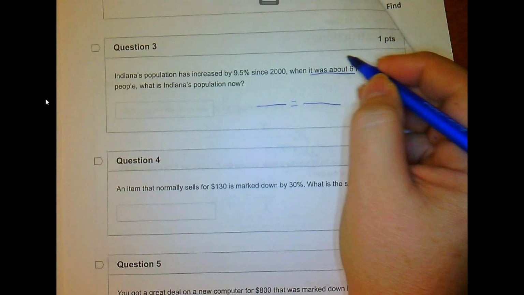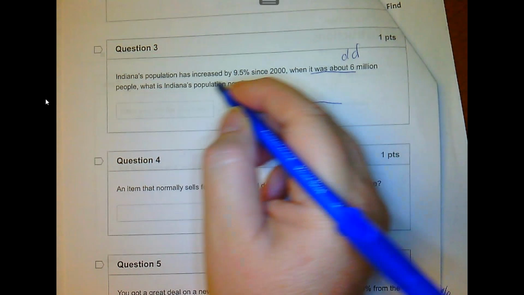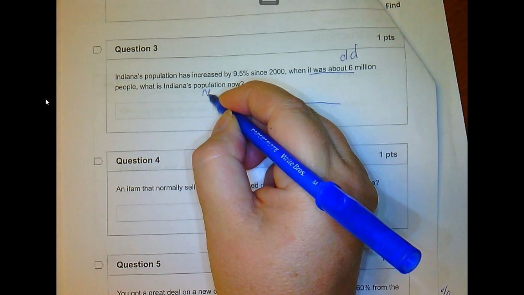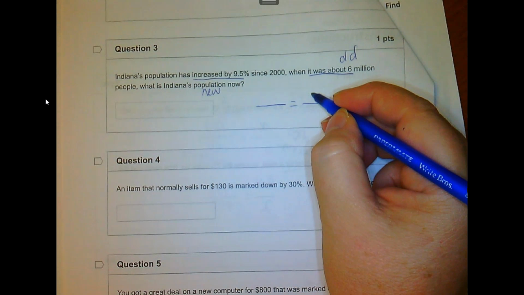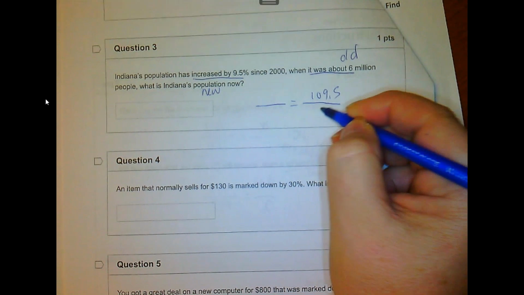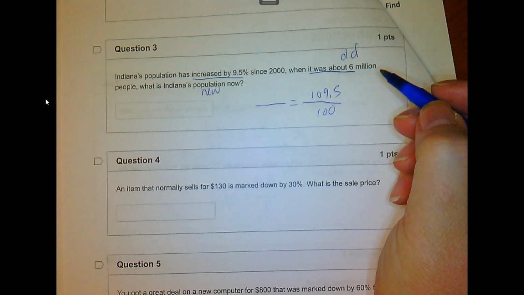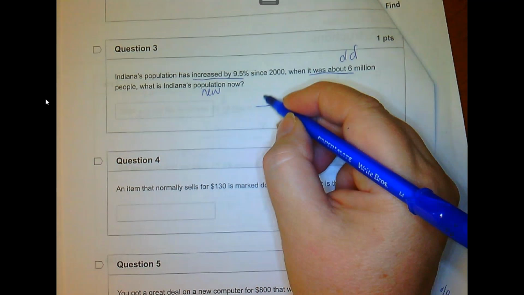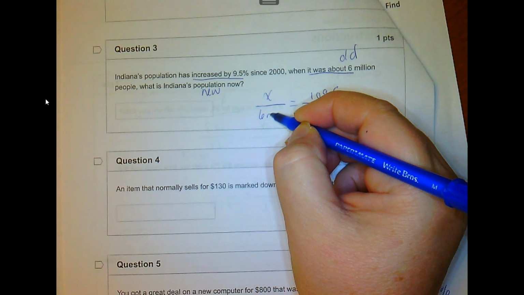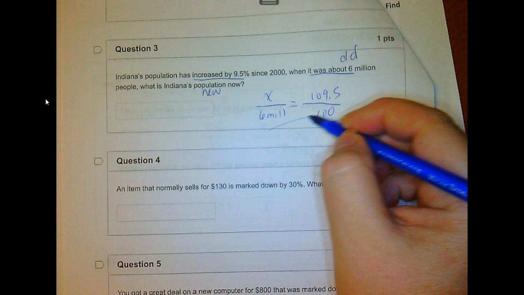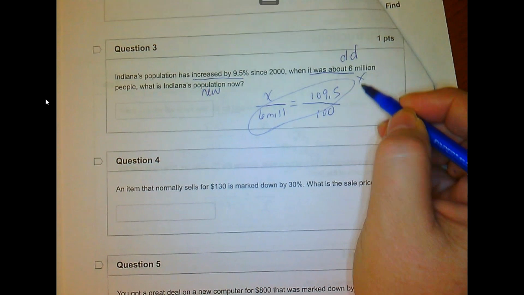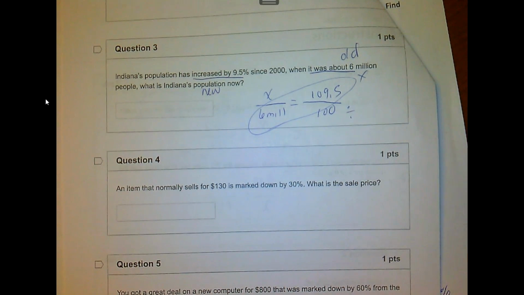Was 6 million. So that's the old. What is it now would be the new. Increased. So that's a plus. So Kim has it set up perfectly. Okay. Some people have problems dealing with the large numbers. Multiply and then divide.